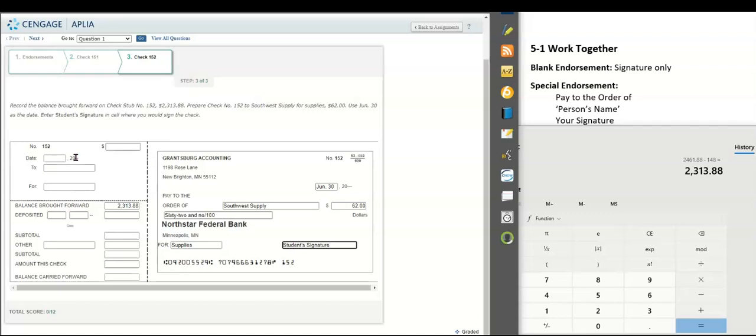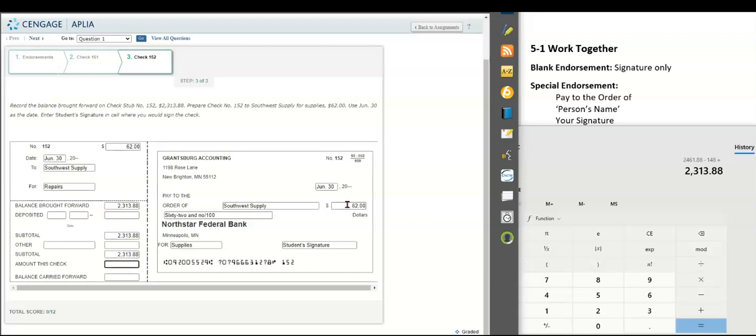Okay, so over here, fill out the top part of my check so I don't forget. $62. The date was June 30th. We wrote the check to Southwest Supply, and it is for supplies. Okay, we don't have any information about making a deposit, so we're just going to leave this portion blank on this check stub. So our subtotal is just going to be a repeat, $2313.88. We also don't have any other information, no credit card fees, no bank fees, anything like that. So our subtotal again is just rewriting $2313.88.